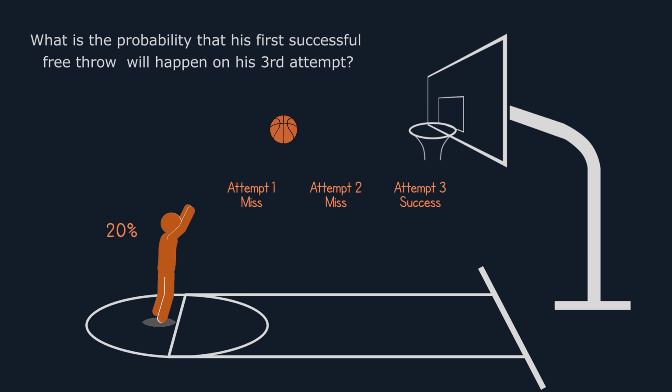So, the probability of missing the first shot is 0.8, and the probability of missing the second shot is also 0.8. We multiply these together because both events need to happen one after the other. Then, the probability of making the third shot is 0.2.